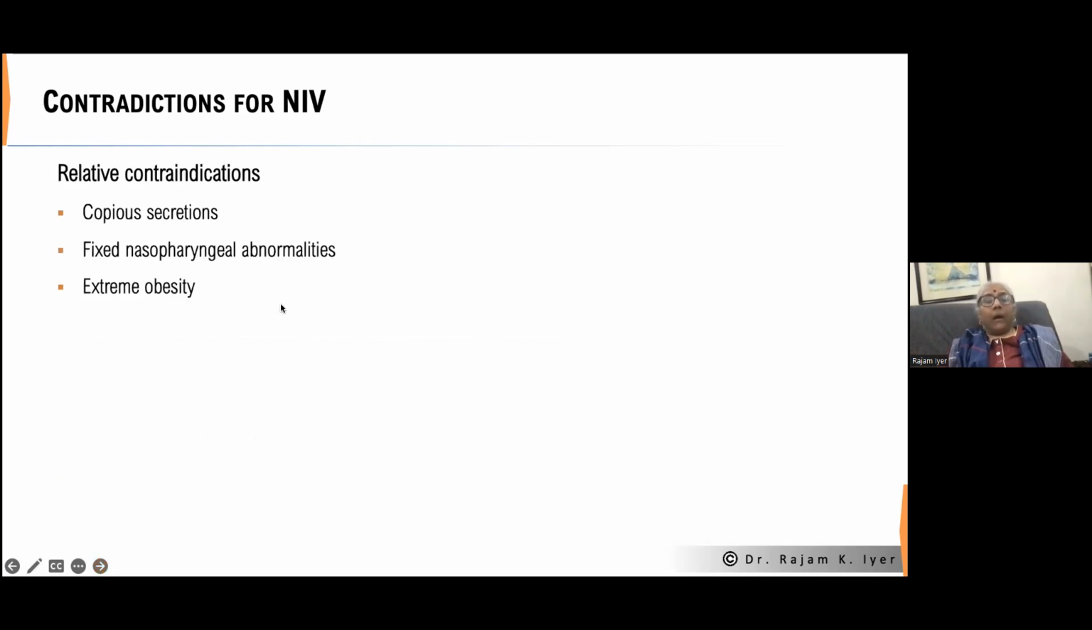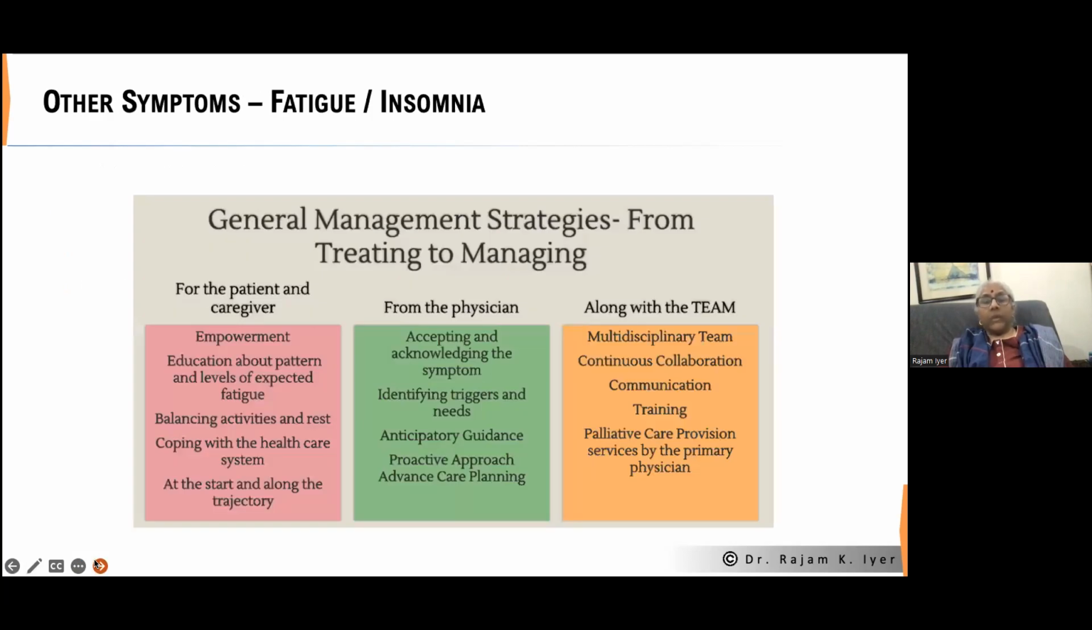Okay. Relative contraindications, of course, are copious secretions and extreme obesity, but these are relative. You can encourage the patients to use it.